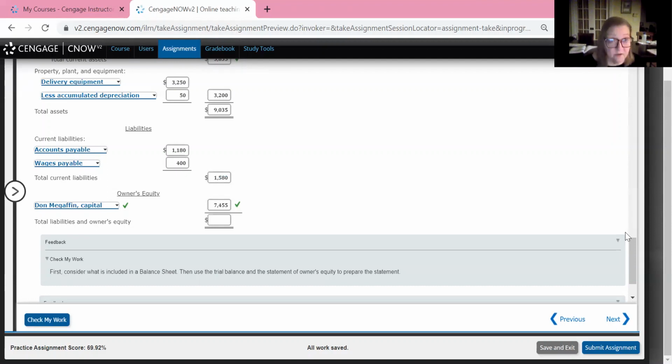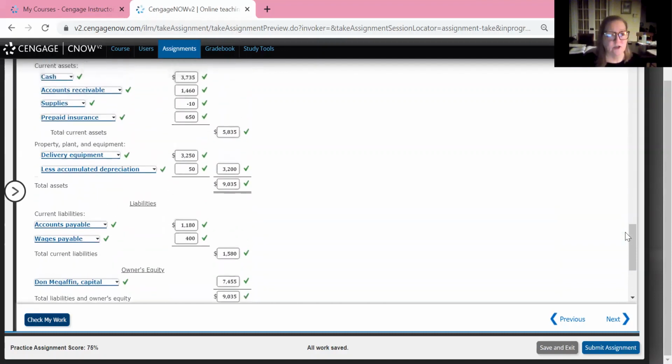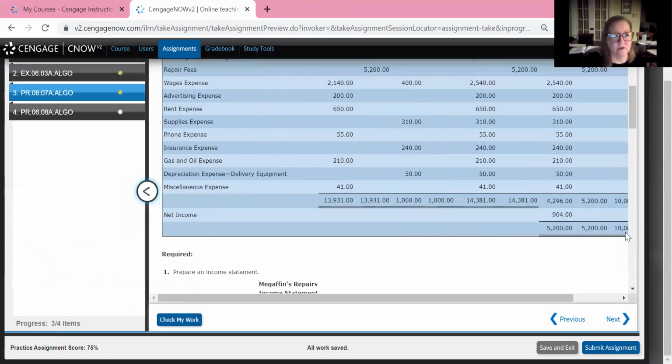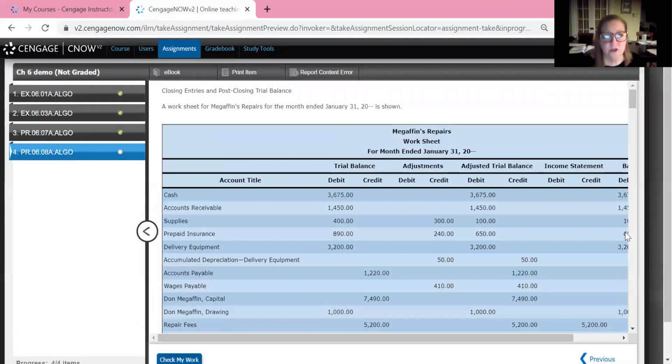So if you take 1580, which is your liability total, don't have any long-term liabilities this time, and I add the capital of 7455, I come up with a total of 9,035. And I look up there at the assets to see what that number was. It's the same number. Yes. So I check my work just to make sure I didn't do something crazy. It looks great. So that one's cool. It's totally right. And so then I just have the last one to do.